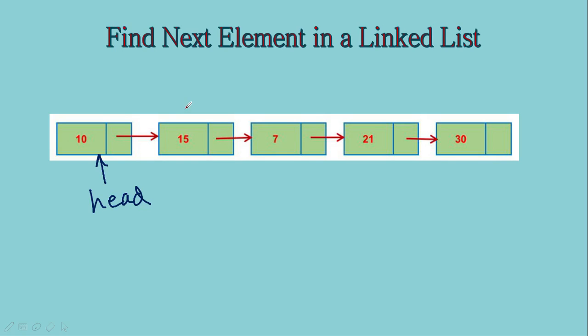Hi everybody, in this video we are going to discuss how to find the next element in a linked list. The input for this operation will be the list in which we are going to search for the next element, and the element for whom we are going to look for the next element. For example, if we are given a list with 5 elements like this, and if the element is 21, then our code should return 30.